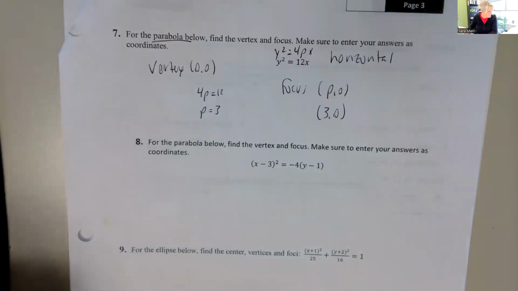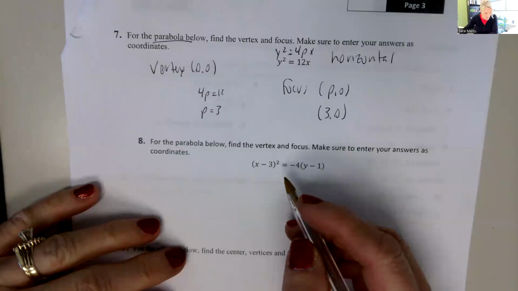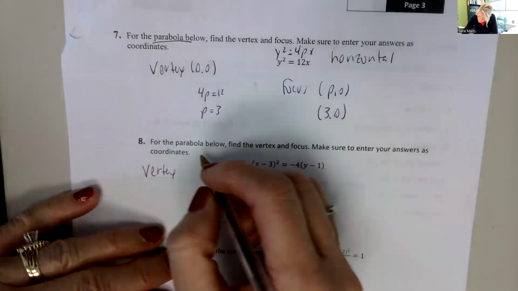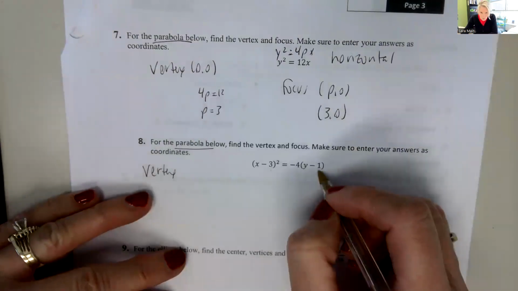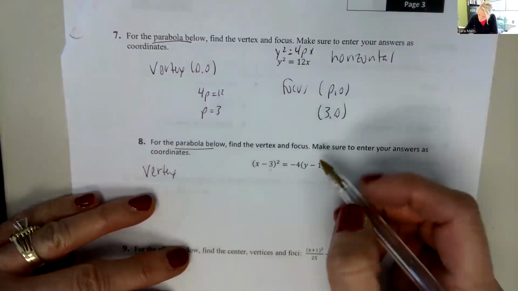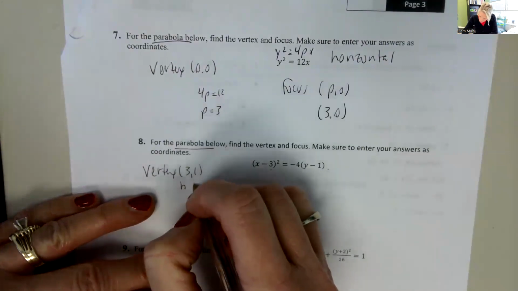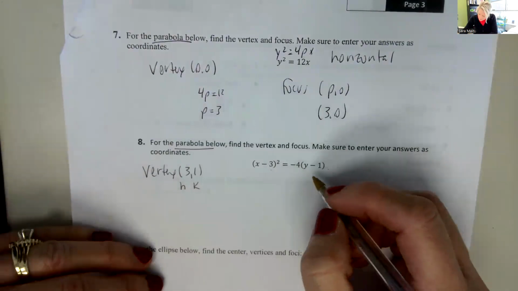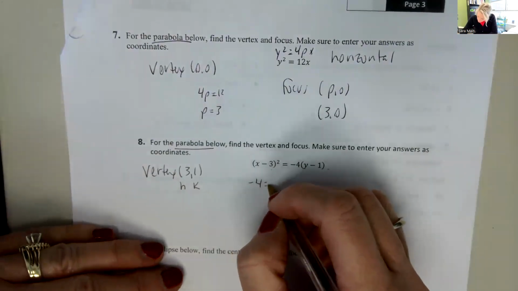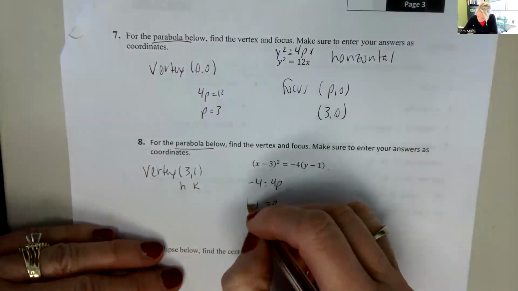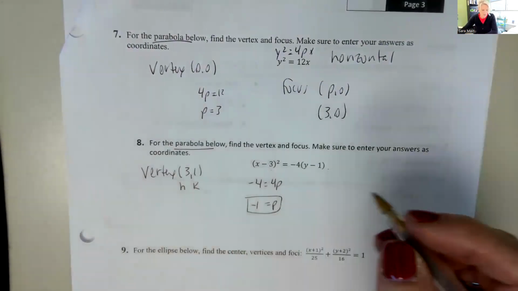And then number 8 has a parabola too. The vertex is at 3, 1 because of the way it's written, x minus h and y minus k. So it's at 3 and 1, that's my h and k. And negative 4 equals 4p. If I divide by 4, I know that p equals negative 1. We're going to need that.